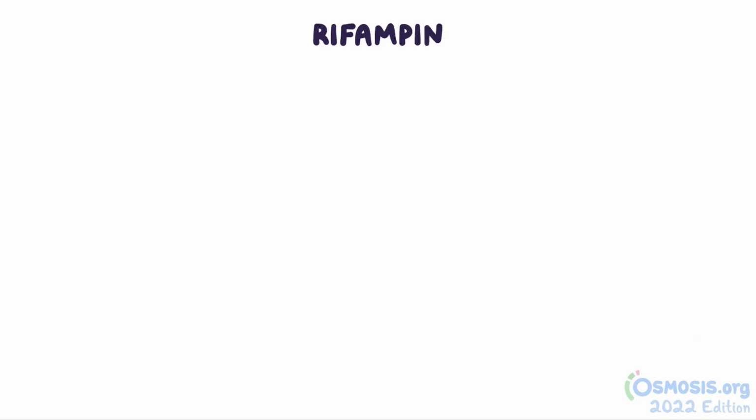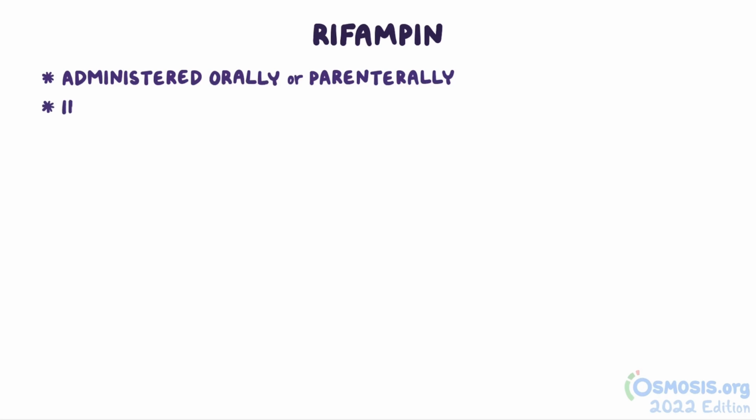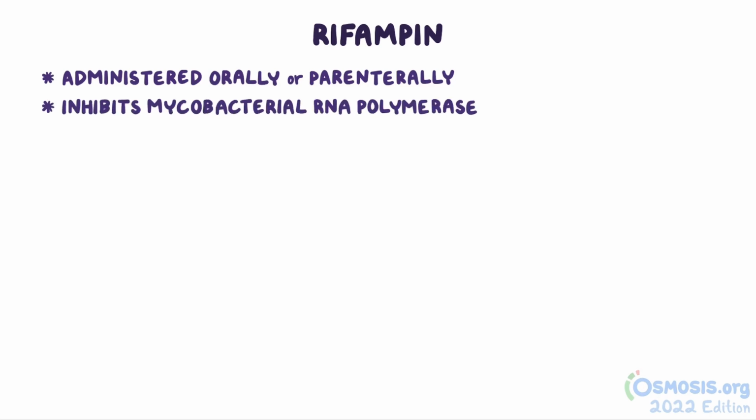Rifampin is the next medication. It can be administered orally or parenterally and acts by inhibiting mycobacterial RNA polymerase, and therefore the synthesis of RNA. A mutation in the gene that codes for this enzyme helps the bacteria develop resistance.